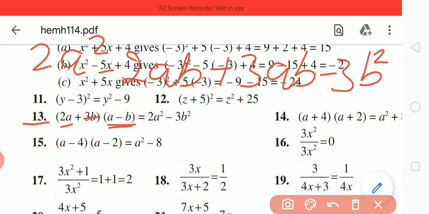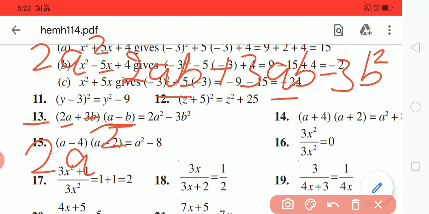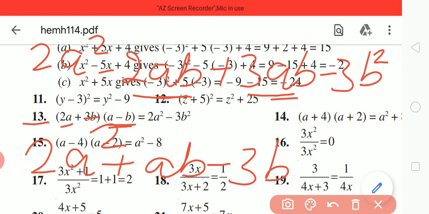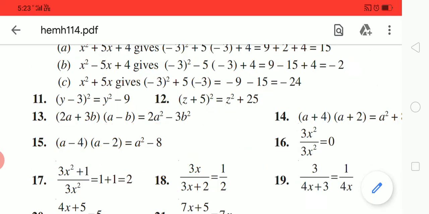So let us solve. These are like terms in ab, so you will write the unlike terms as they are, 2a square. This is plus 3ab, this is minus 2ab, so positive ab will remain, minus 3b square, right? So this is the solution, but we have been given only 2a square minus 3b square, so ab is missing here. So this is the correction, meaning one term is missing, and this is the correct form. Come to question number 14.